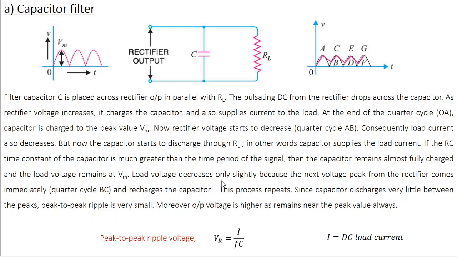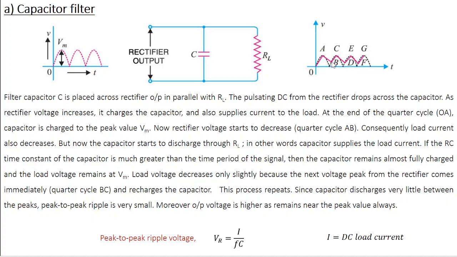The load voltage decreases only slightly, because by the time the next voltage peak from the rectifier comes, it recharges the capacitor. Once again, I'll tell you what happens here. During the first quarter cycle OA, the capacitor charges. In the next quarter cycle AB, it discharges. But the RC time constant is very large, so the rate of discharge is very slow. Even though the voltage level decreases, it decreases very little. For all practical purposes, we can consider the voltage to remain constant at the peak value.